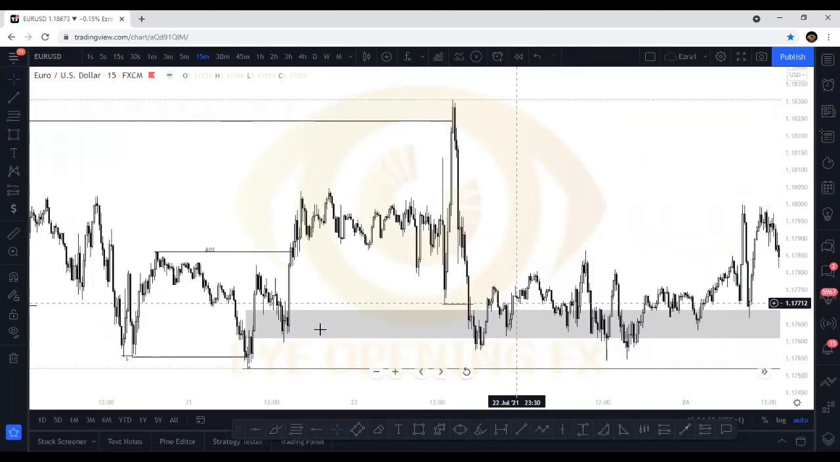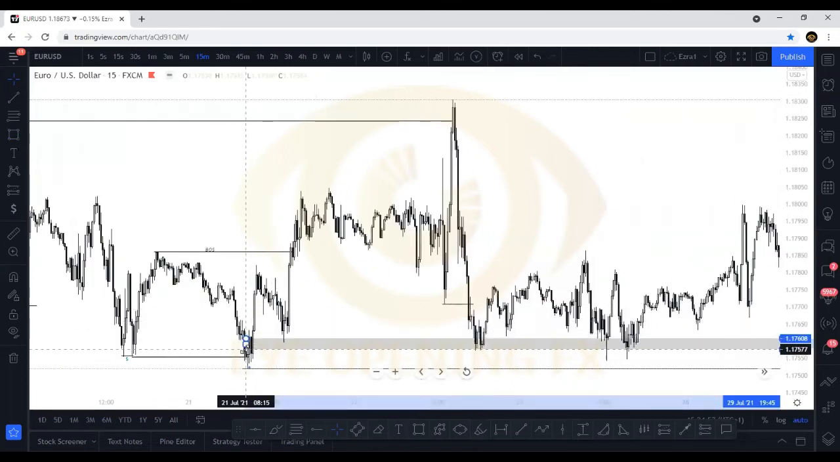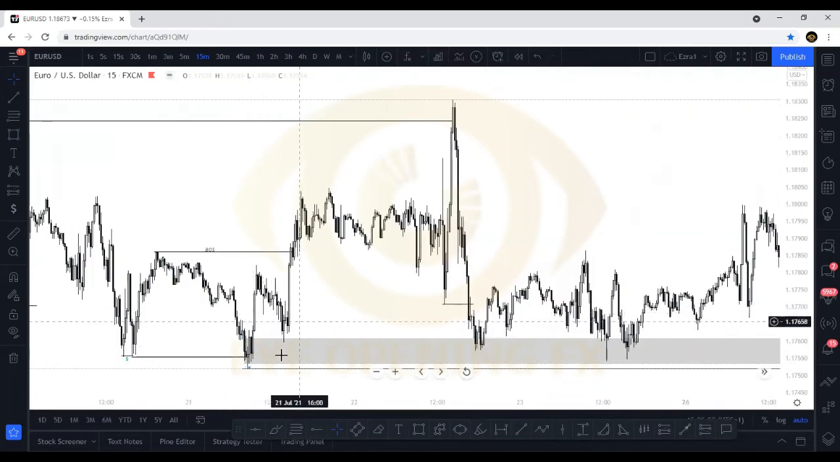That is your SC candle. Here you have your SC candle. That is your primary point of interest. That is your major concern.